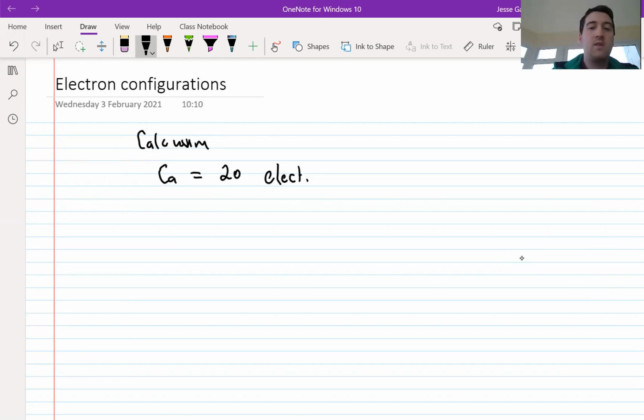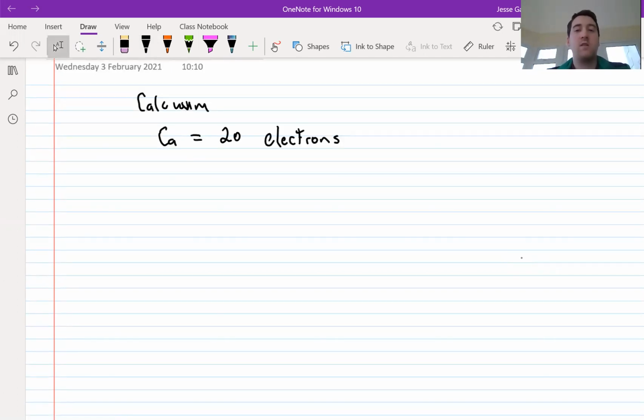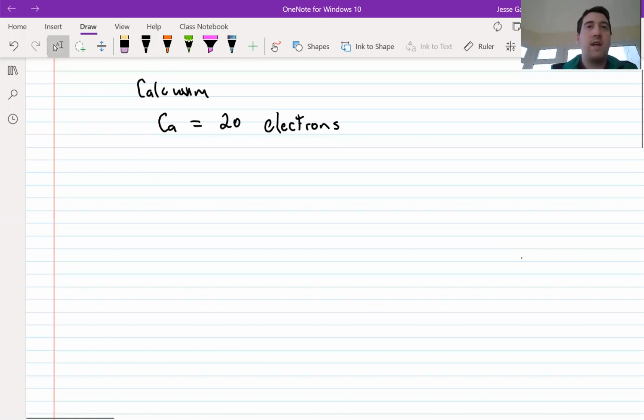We know this because its atomic number is 20, which means it's got 20 protons, and it's an atom, so it must have the same number of electrons as it does protons because the charges need to balance. So you need to have 20 electrons. So let's start by drawing calcium.